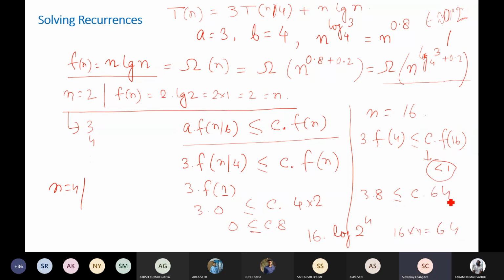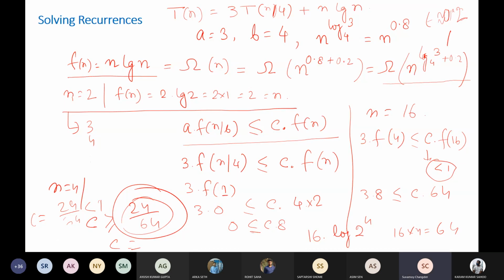So here c is greater than or equal to 24 by 64. Yes. So we have got a value for c which is less than 1. Okay, it may be greater than or equal to this, but since we have to find a value which is less than 1, if we consider c equals 24 by 64, this is less than 1, and this inequality will be okay.